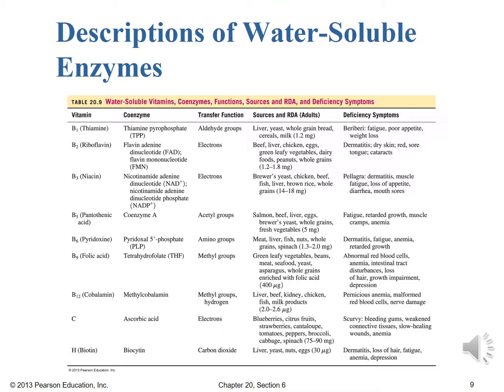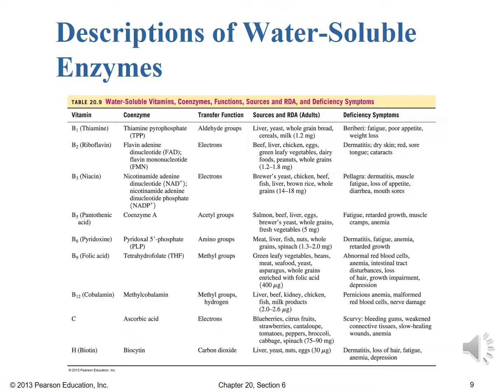Here we have table 20.9, a description of some water-soluble coenzymes, vitamins, and then their effect, sources, things like that. So I won't read the whole table to you. Hopefully you'll be interested enough to look these things over yourself. But toward the bottom, we have vitamin C, ascorbic acid, and its transfer function involves electrons.